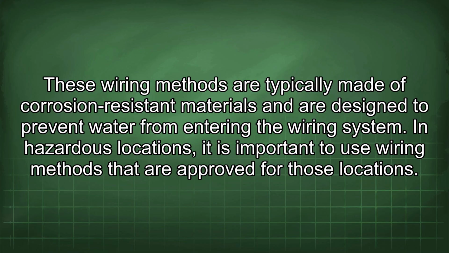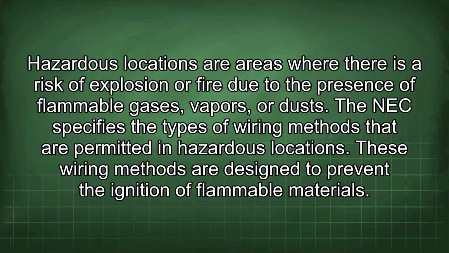In hazardous locations, it is important to use wiring methods that are approved for those locations. Hazardous locations are areas where there is a risk of explosion or fire due to the presence of flammable gases, vapors, or dusts. The NEC specifies the types of wiring methods that are permitted in hazardous locations. These wiring methods are designed to prevent the ignition of flammable materials.